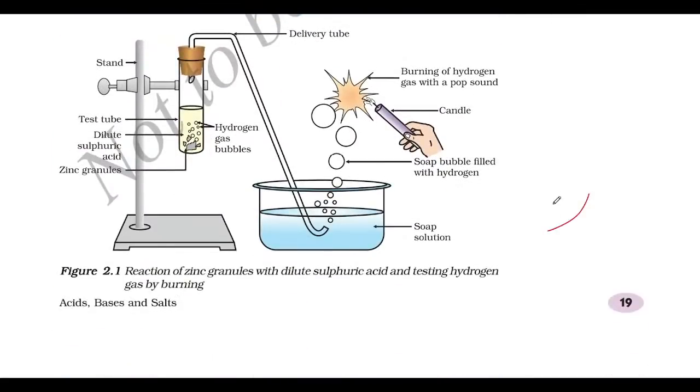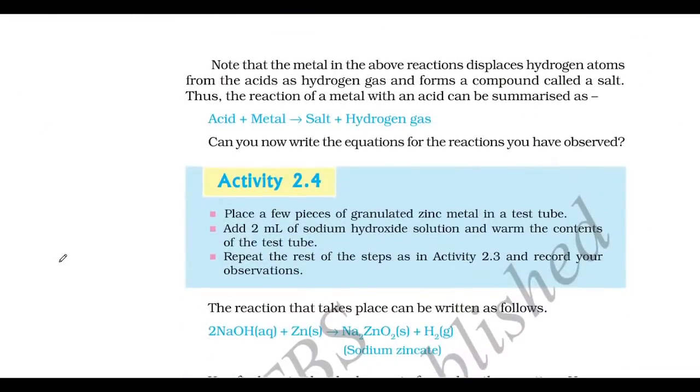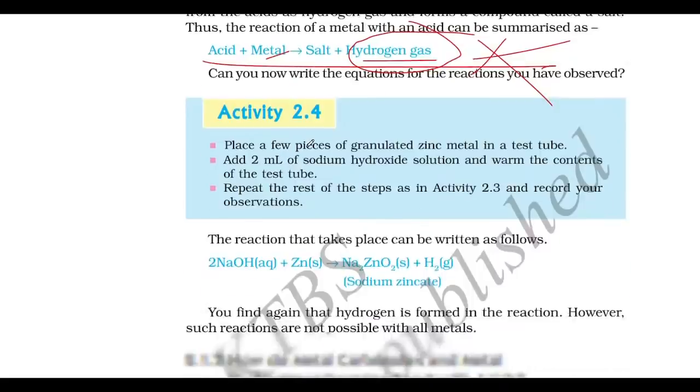And also a very important 3-mark diagram: reaction of zinc granules with dilute sulfuric acid and testing hydrogen gas by burning it. Do practice this, make a note. And also students, when a metal reacts with acid, what gas is released? Hydrogen gas will be released. When the acid reacts with a metal, it is hydrogen gas.